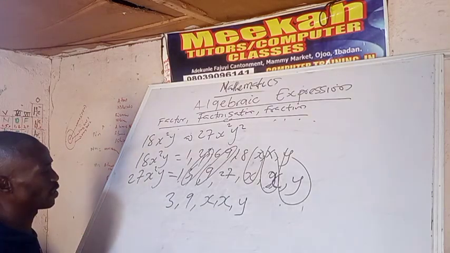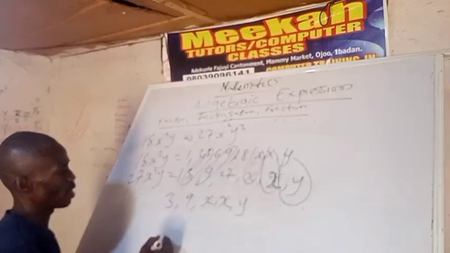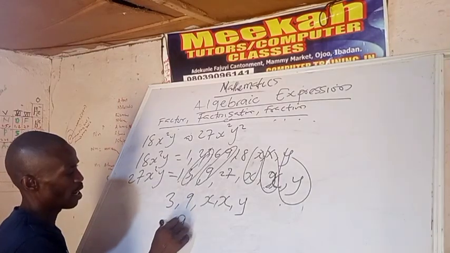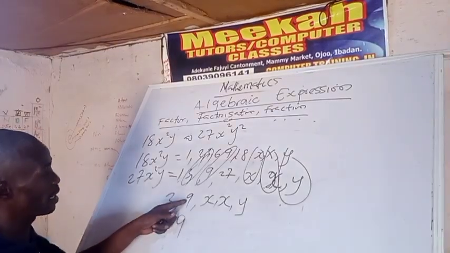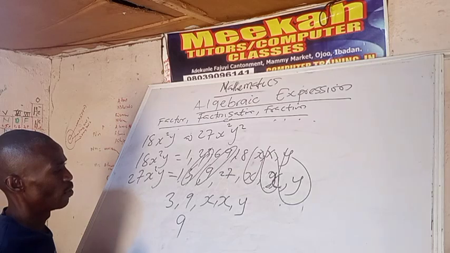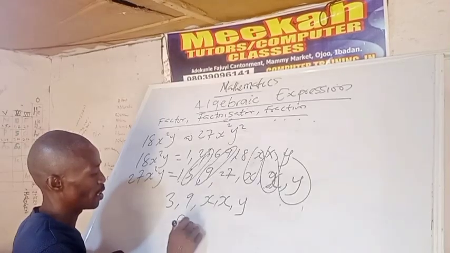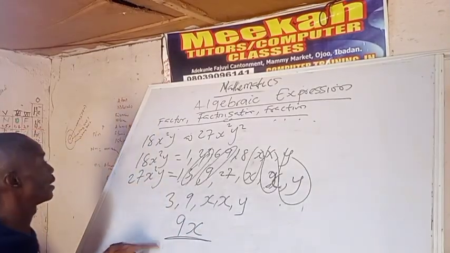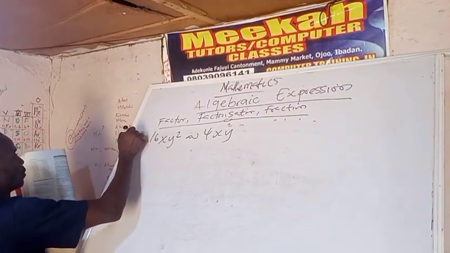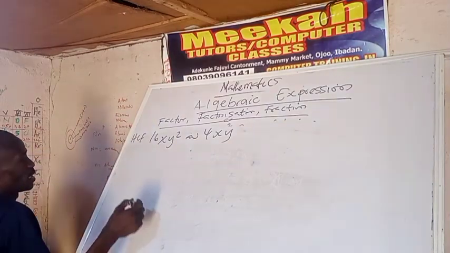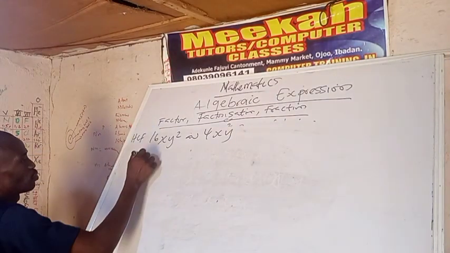Now, my highest common factor here is going to be what? Up here you have 9, so 9 appears the highest. And what about here? You have x, x also appears here. So you have 9x. Clear. That is the HCF.